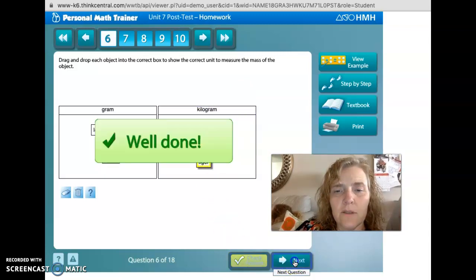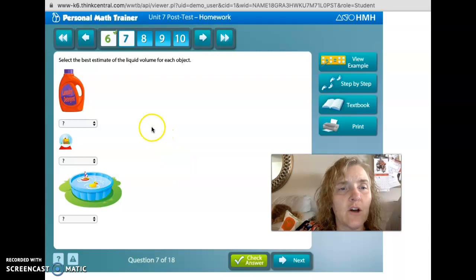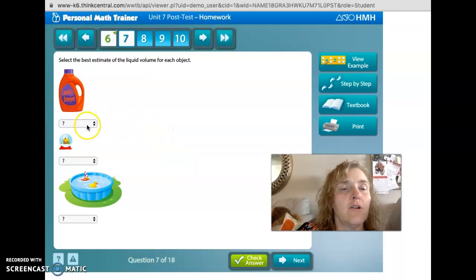Let's see how we did. Phew. I don't know why I'm so relieved to do a good job on these third grade things. All right, select the best estimate of the liquid volume of each object. Laundry detergent.